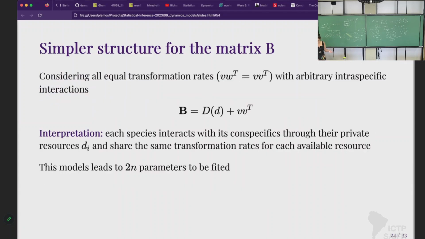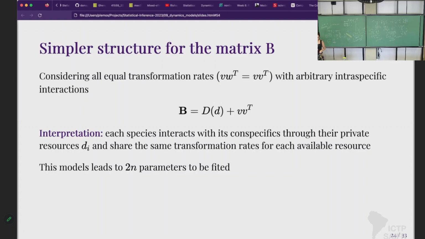And then another simplification that we can do is, what if all of these transformation rates are the same? It takes a certain metabolism to consume this resource and everybody transforms it in a similar way. So when we have that, you only need one, then this W1 becomes a V. So you have basically the same thing. Then each species is defined by their attack rates, because the transformation rates are the same, and they still have their private resources.